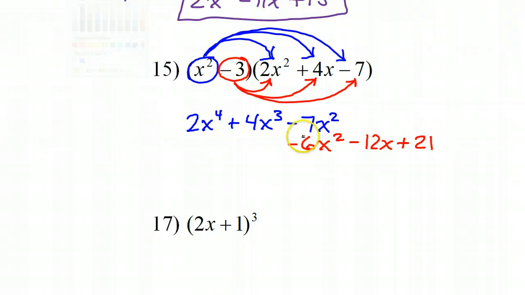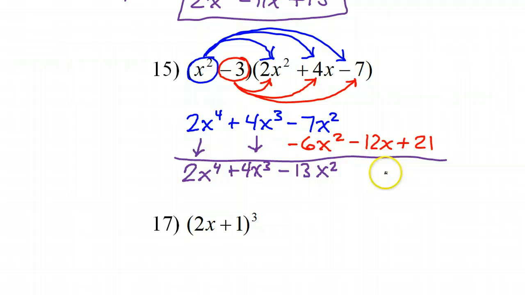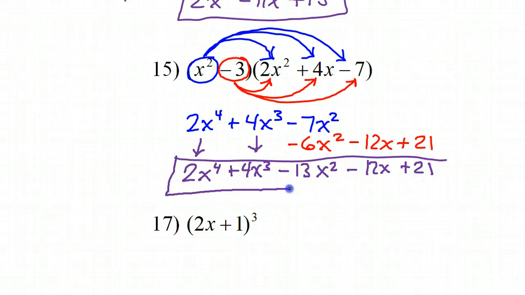Alright, well I only had one pair of like terms that time. So the whole stacking thing was not a big help this time. But I get x to the 4th power. Alright, just bringing these guys down. So x to the 4th power plus 4x to the 3rd power. Negative 7 and negative 6 make negative 13x squared. Alright, that stays the same. And then I just bring these down. So minus 12x plus 21. Okay, so this would be the answer to number 15.